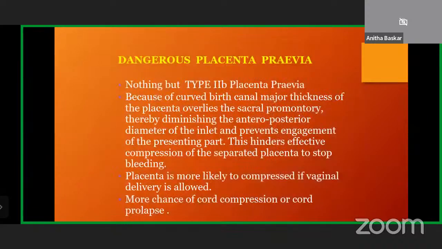What is meant by dangerous placenta previa? It is placenta type 2B, where, in the curved birth canal, the major part of the placenta lies over the sacral promontory. Here there is an important sign called Stallworthy's sign, when the head of the baby compresses the placenta and it causes CTG variations.